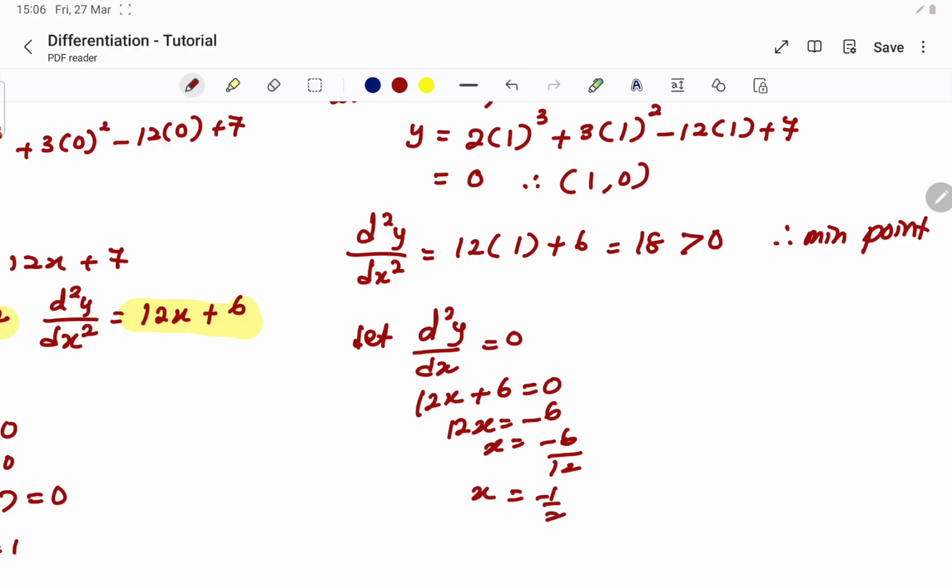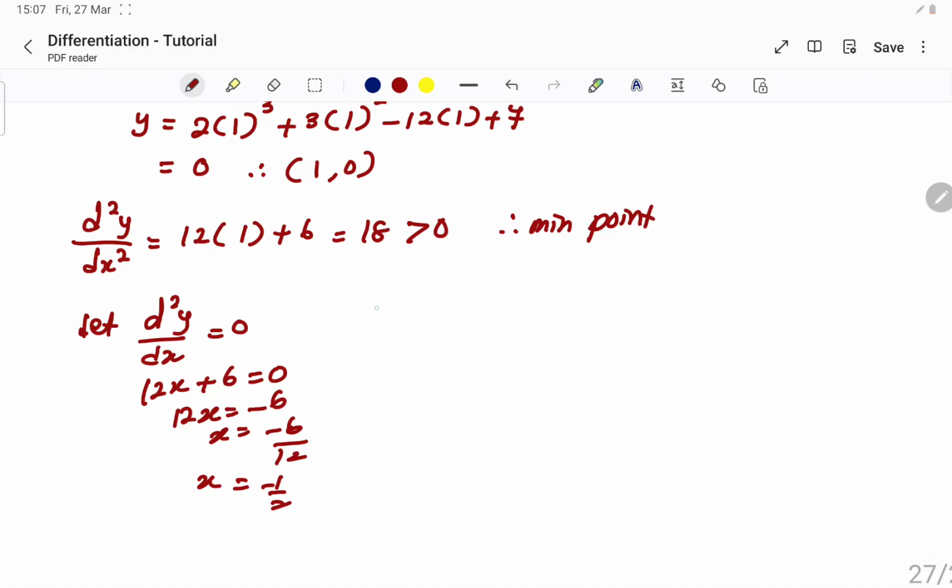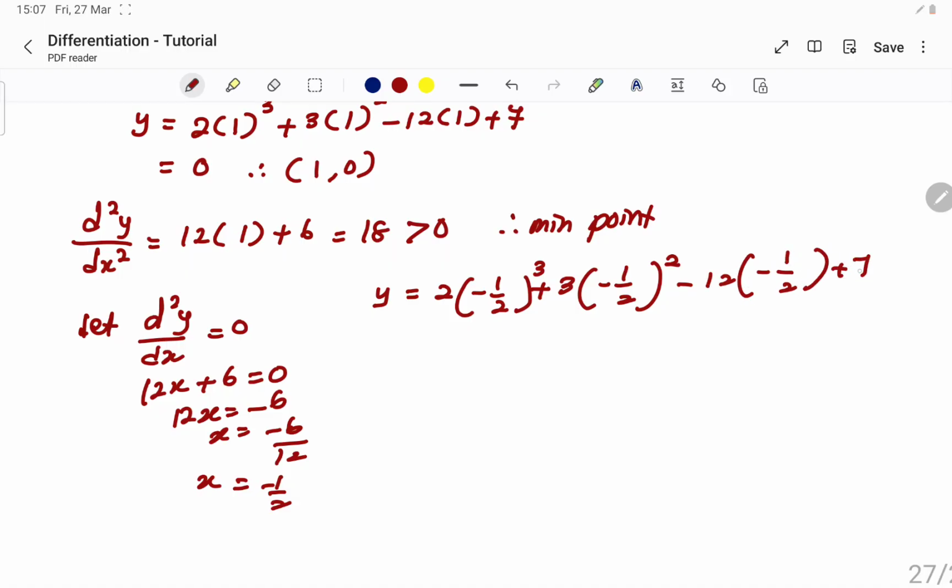Since you get x equal to negative 1 over 2, then you have to find y. So you substitute x equal to negative 1 over 2. So we get negative 1 over 2 cubed plus 3 multiplied by negative 1 over 2 squared minus 12 multiplied by negative 1 over 2 plus 7. Total you're going to get 27 over 2. Now we have a point, (negative 1 over 2, 27 over 2).